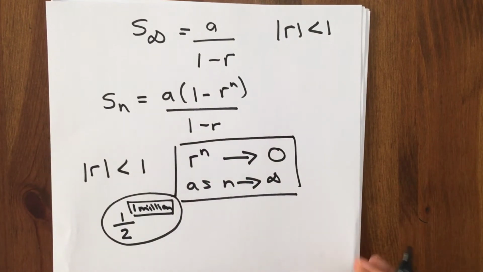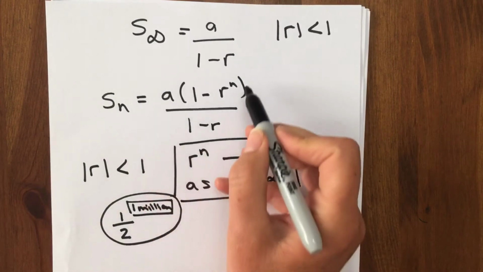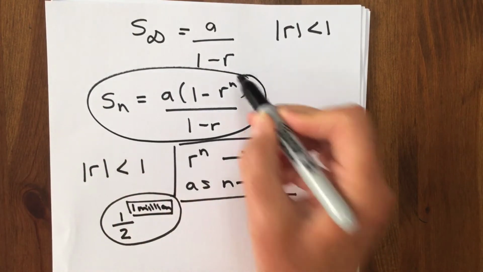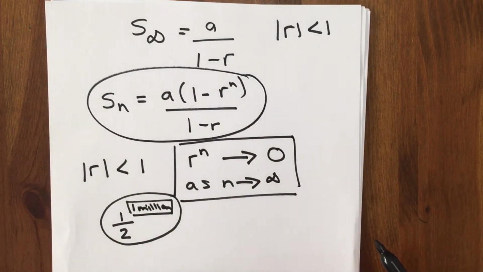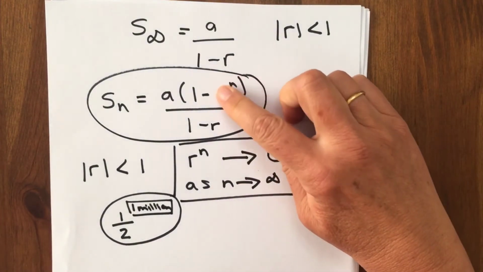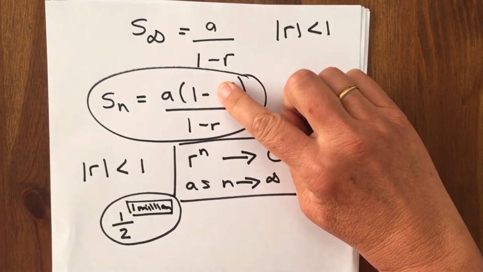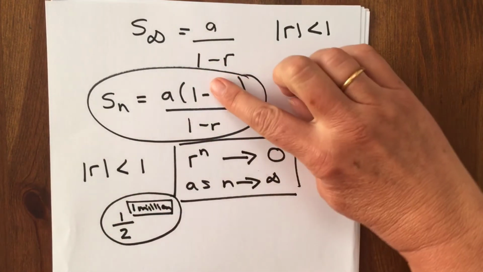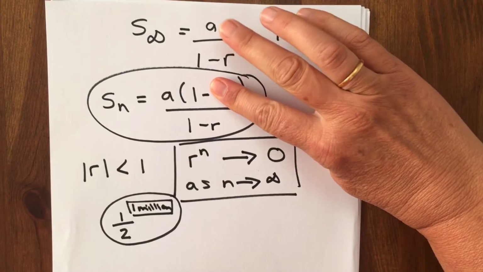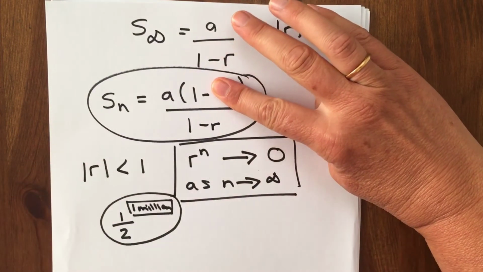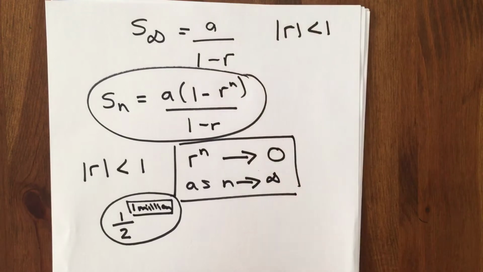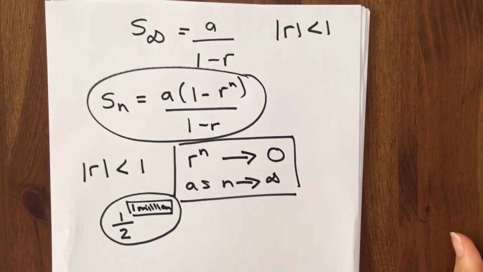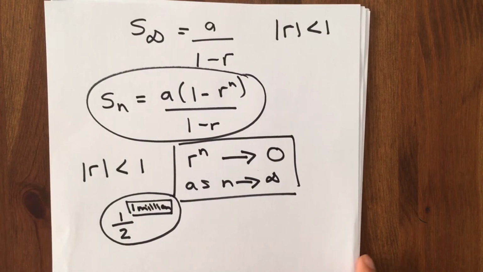Okay, so if we think now, what happens to the sum to n terms as n tends to infinity? Well, you can see this bit here is going to tend towards 0. So you can see how we get this formula. If that's going to tend to 0, you've just got a on the top and 1 minus r on the bottom. Okay, that explains it on page 73. If you want to look at that explanation again, you don't need to know it for your A-level. It's just a little bit of extra.